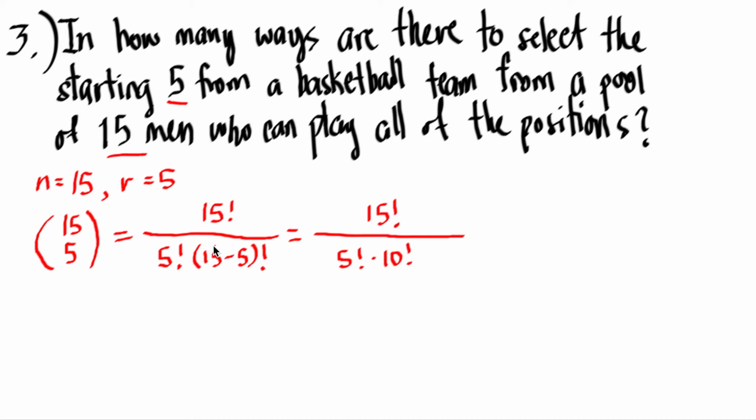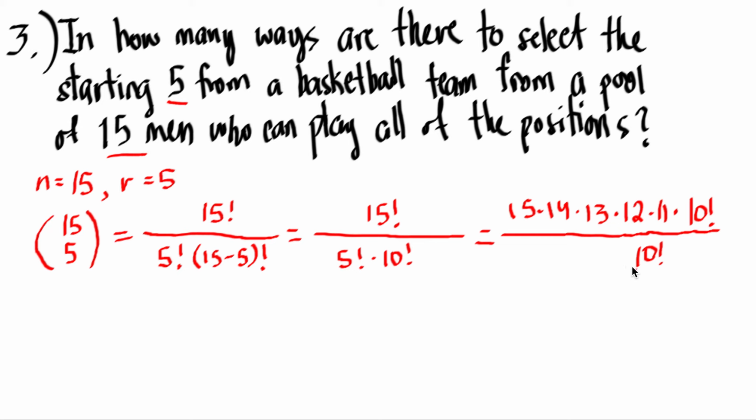And then we will extend this. We'll extend this 15 times 14 times 13 times 12 times 11 times 10 factorial. We're going to extend it only until 10 factorial because we will cancel that with the 10 factorial below, so that we can get rid of the 10 factorial. Okay, and then we have 5 factorial here. We're going to extend that: 5 times 4 times 3 times 2 times 1. We don't need to write times 1.